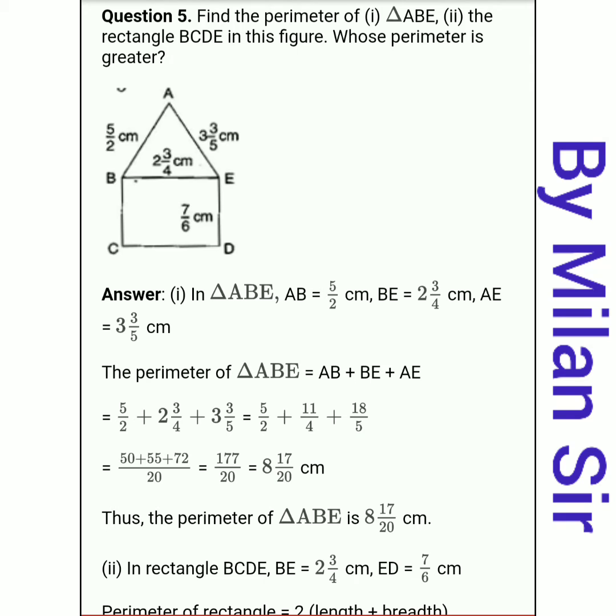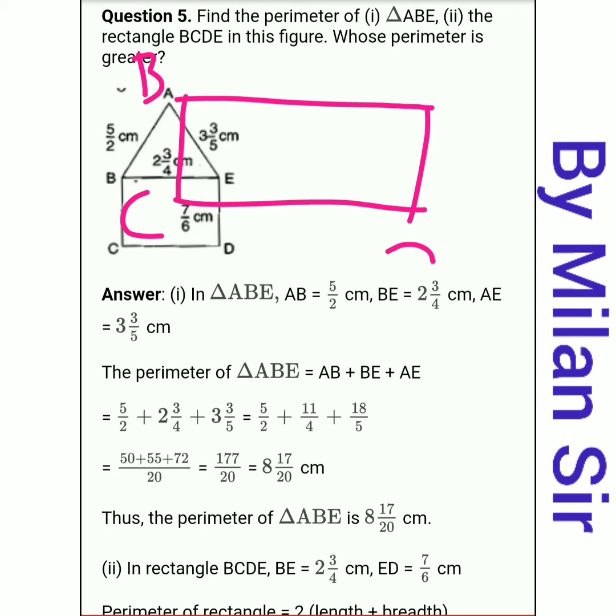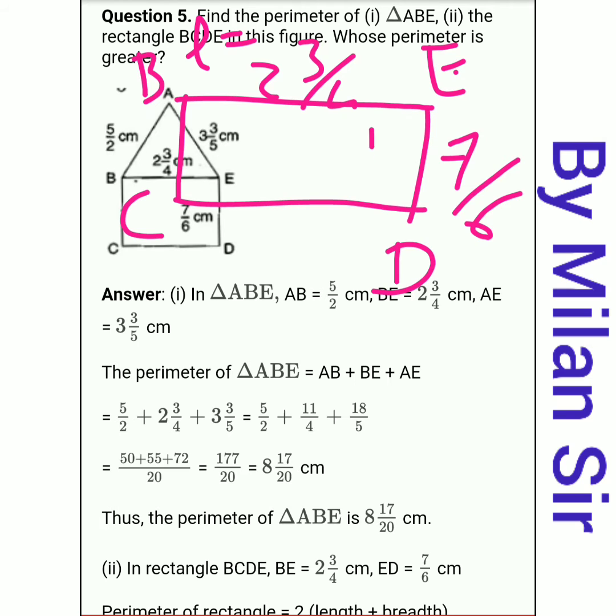Then we need to find the perimeter of the rectangle. Now in a rectangle, two things are there, length and breadth. Here BE is given, it is 2 integer 3 by 4, and DE is given, it is 7 by 6 centimeter. So BE is our length and 7 by 6 is our breadth B.